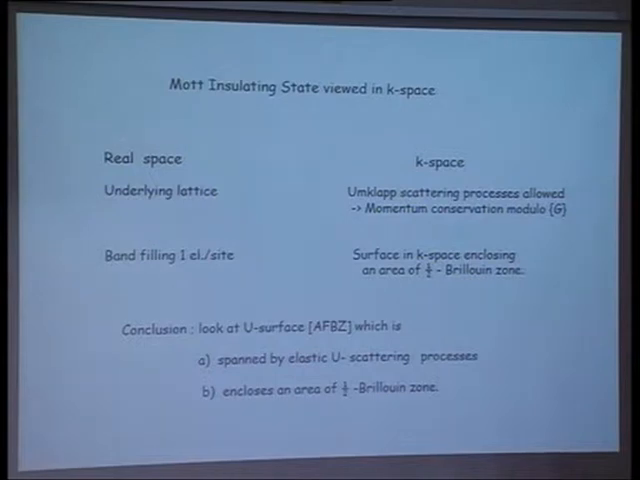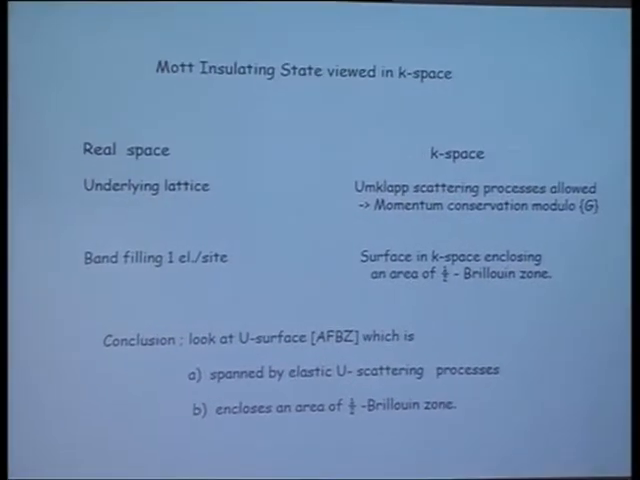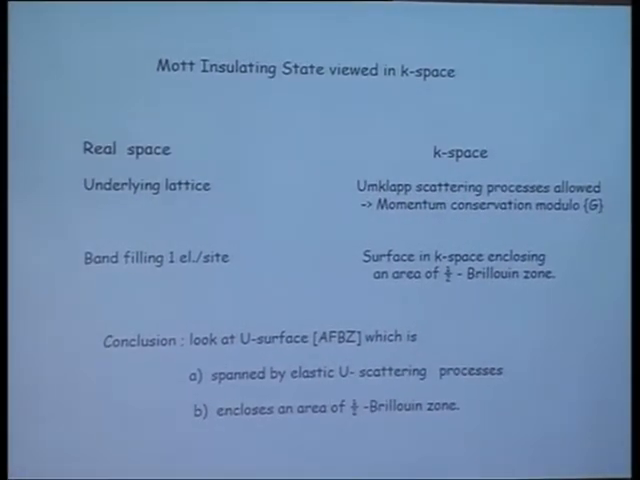In real space, we know that we must have an underlying lattice to get a Mott state. In K-space, that translates into saying that the underlying lattice will allow new possible low-energy scattering processes, which are umklapp scattering processes, namely those that can conserve momentum only modulo a reciprocal lattice vector.